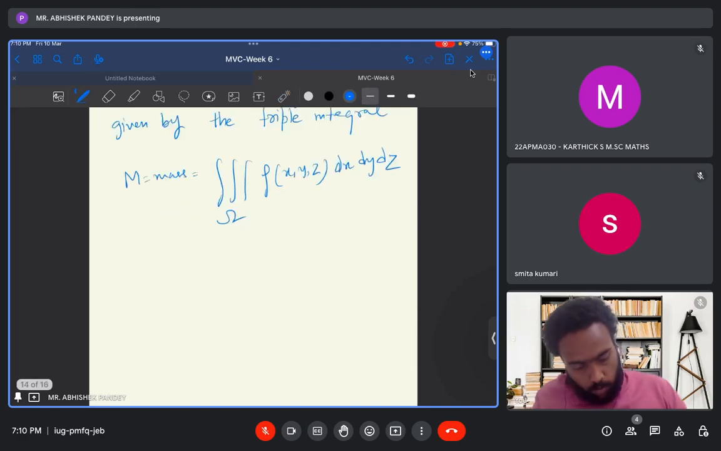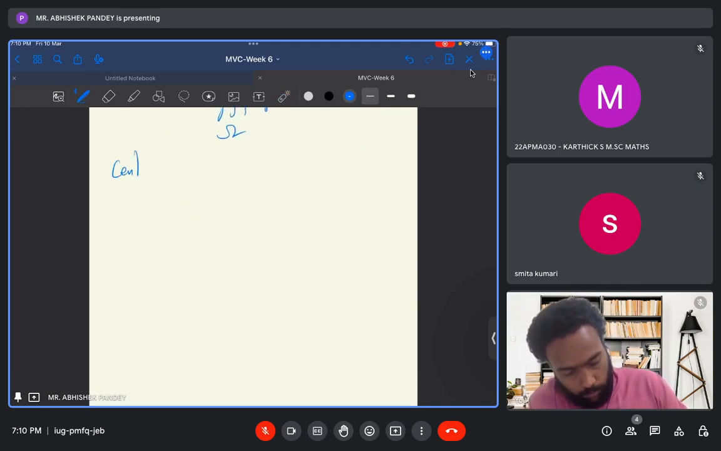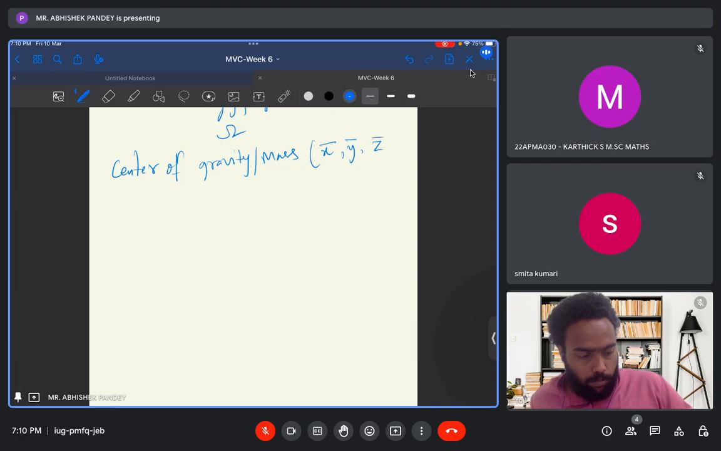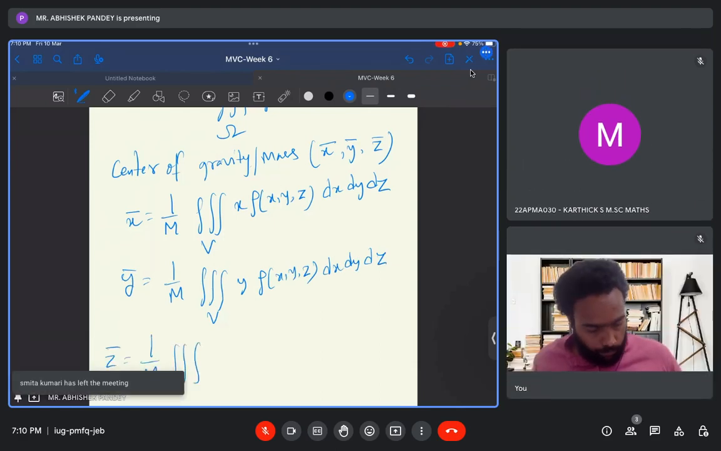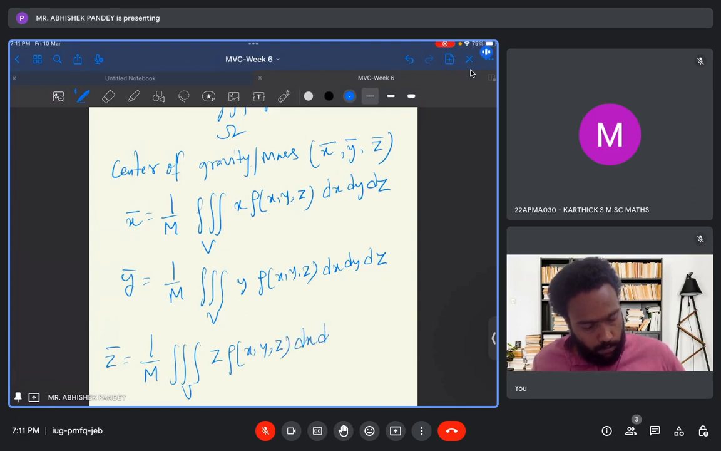And the center of gravity or mass, x bar, y bar and z bar, is given by: x bar equals 1 by m triple integral over V of x rho of x y z dx dy dz, y bar equals 1 by m triple integral of y rho of x y z dx dy dz, and similarly the z coordinate is 1 by m triple integral of z rho of x y z dx dy dz.